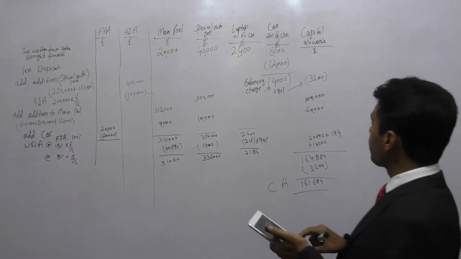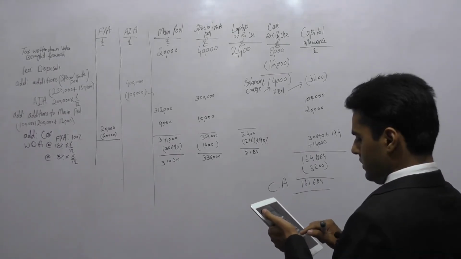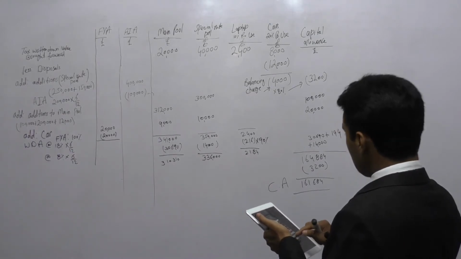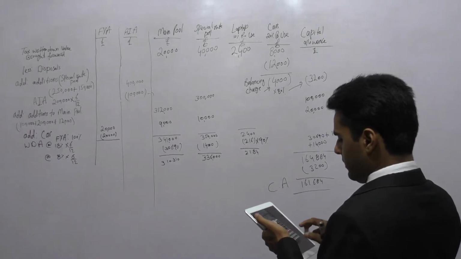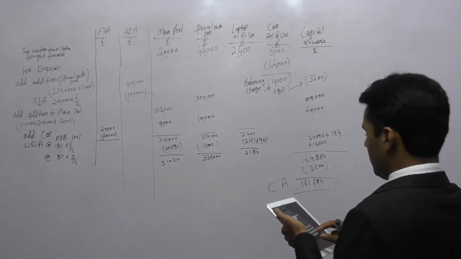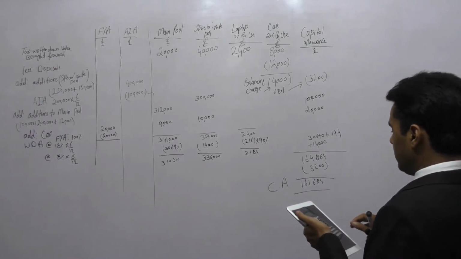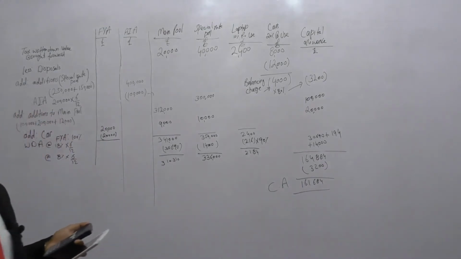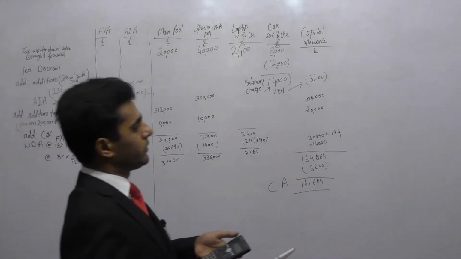So it's 100,000 plus 20,000 plus 3,690 plus 194 plus 14 grand, 164,884 less 3,200, 161,684.